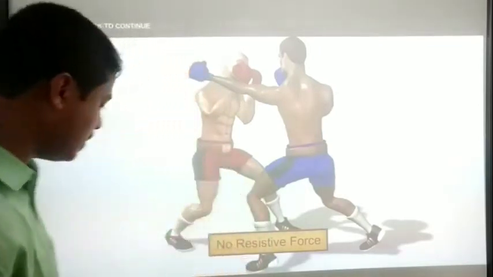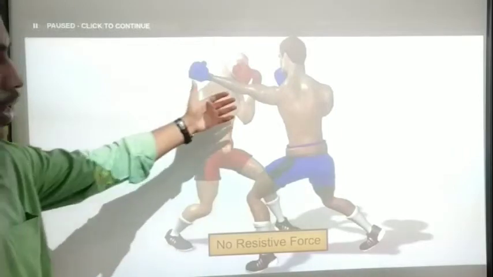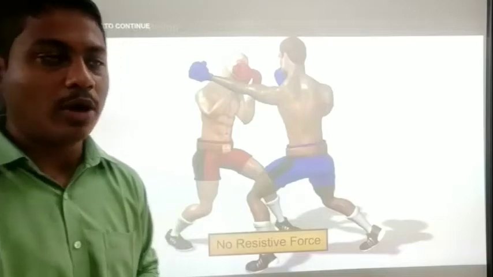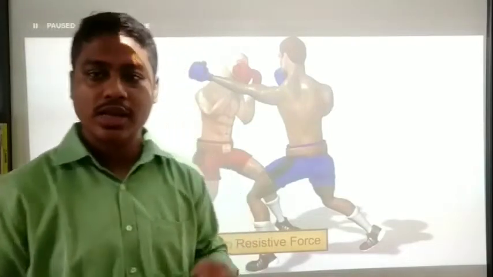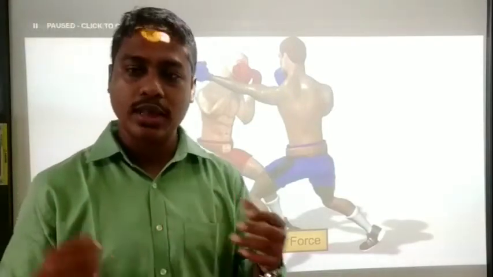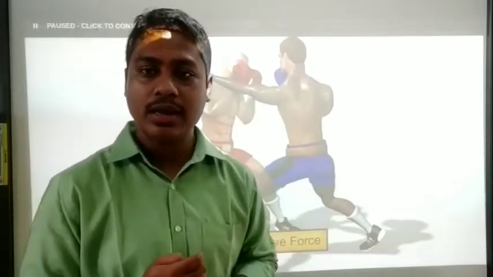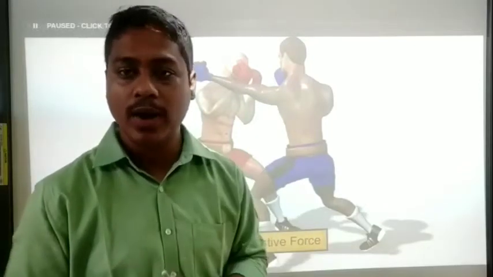Similarly, if you see here, two persons are boxing each other. So what happens? Suppose one person gives an action, and the other person reacts and puts his hand. So what will happen? The other person who is boxing will get hurt. Why? Because of the reaction force.